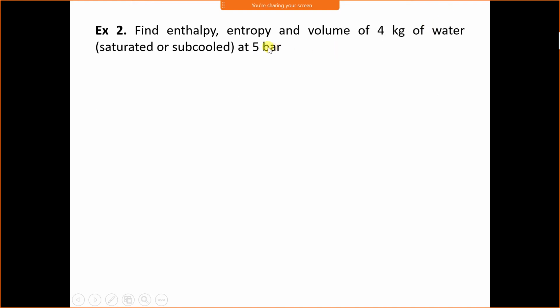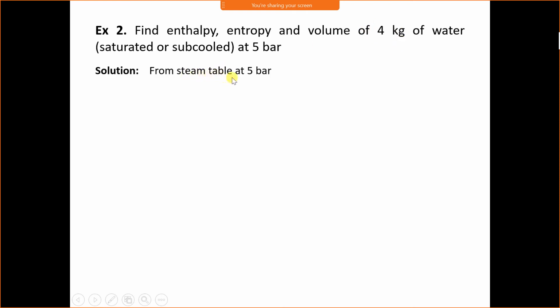In this problem, pressure is given instead of temperature. Mass of water is 4 kg. We need to calculate enthalpy, entropy and volume. These are total enthalpy, total entropy and total volume because mass is given.